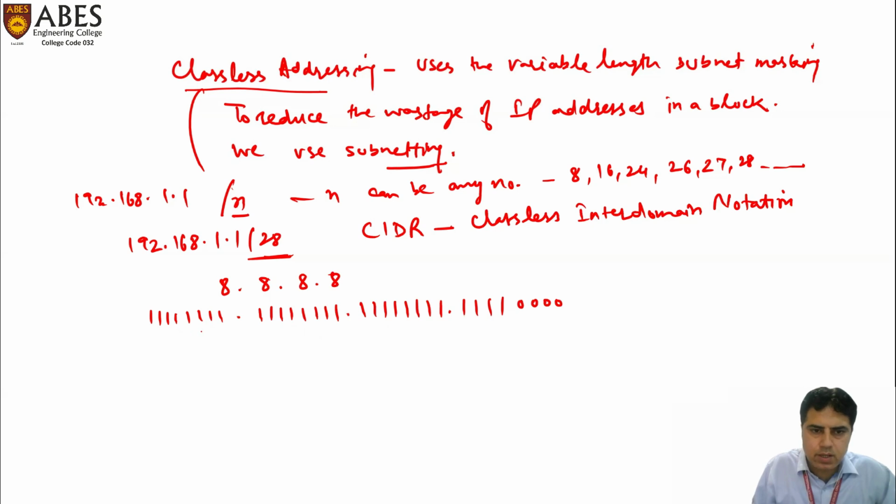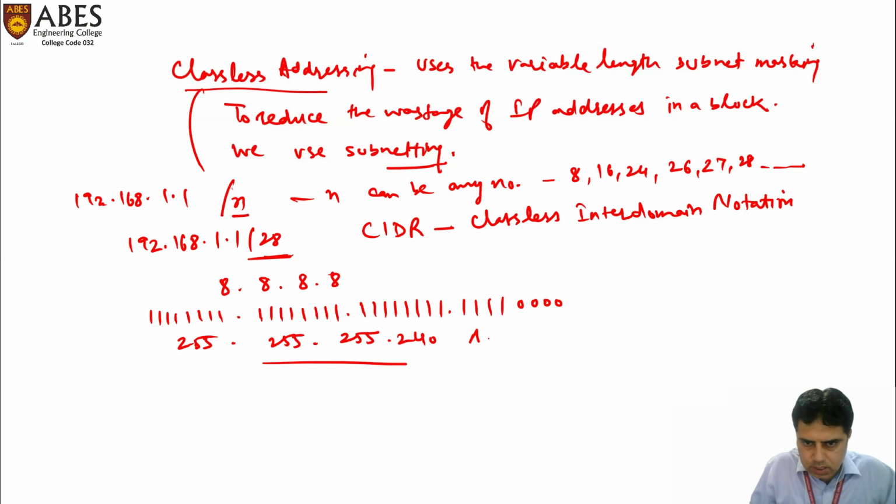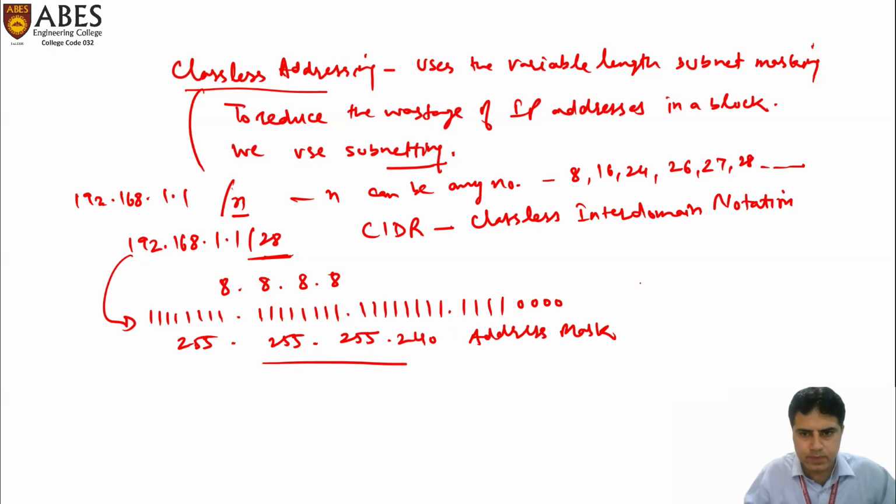So the decimal representation is 255.255.255.240. This is the address mask for the same IP address. This 28 represents the total number of ones in the address mask. I hope this is clear to everyone. What is classless addressing? There is no class. We can represent it through the CIDR notation via /n, that may be any number.